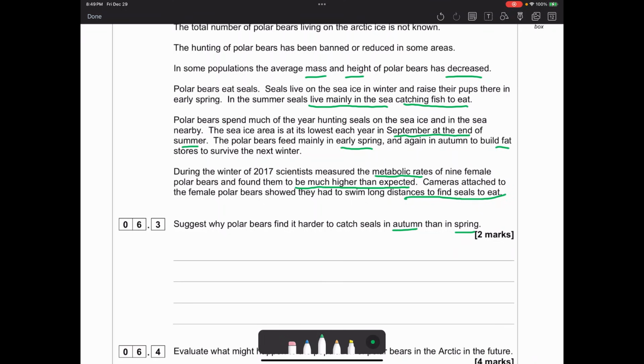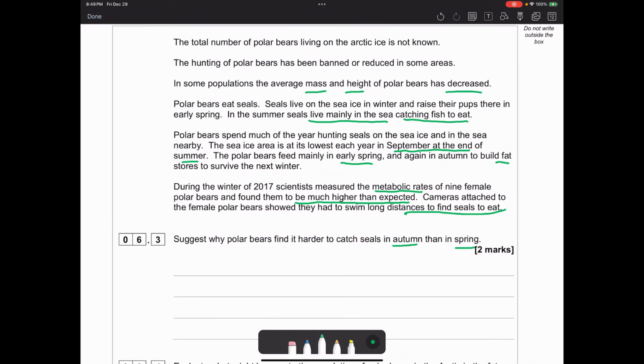Okay, so we just need to use this information here to help us break it down. Why is it harder for them to catch seals in the autumn rather than the spring? Well, what are the seals doing? It says here, in the summer, seals live mainly in the sea, catching fish to eat. So this is quite a hard question. We've given you lots of information, and it's all about trying to pull out the key points. So what I would say is most seals are in the sea in autumn, therefore harder to catch.